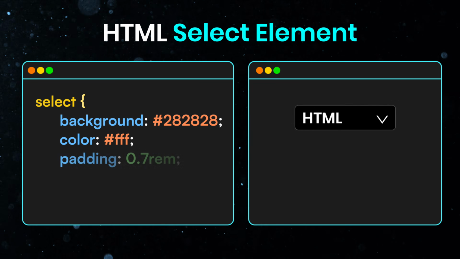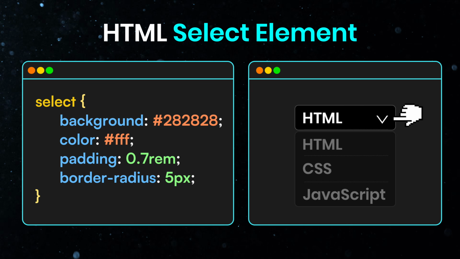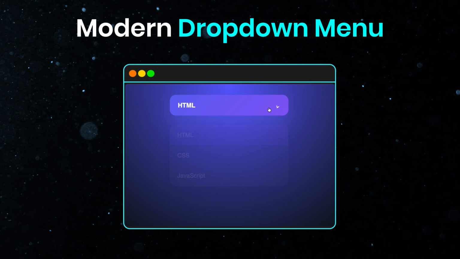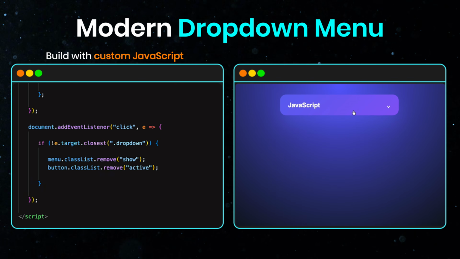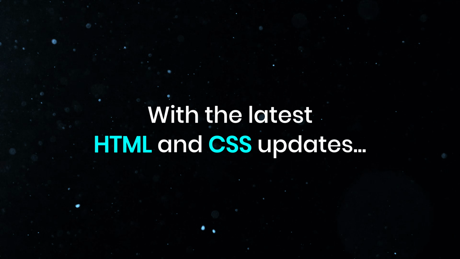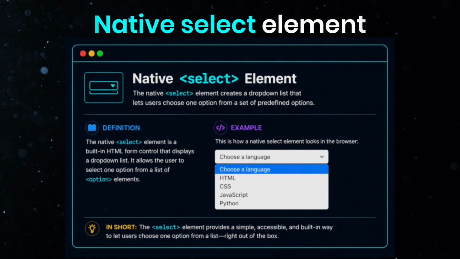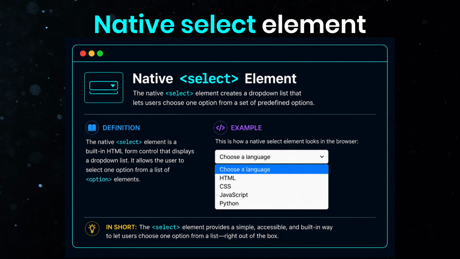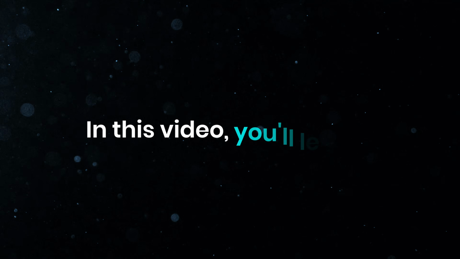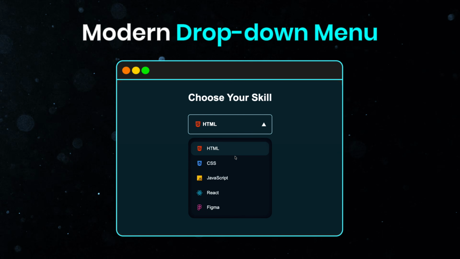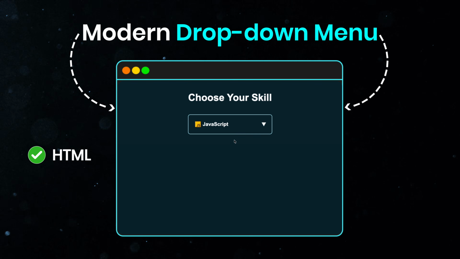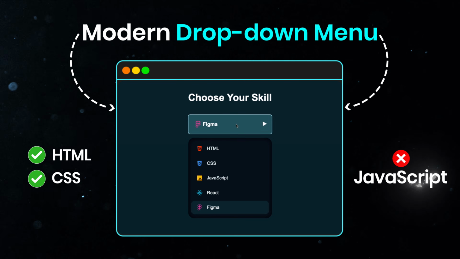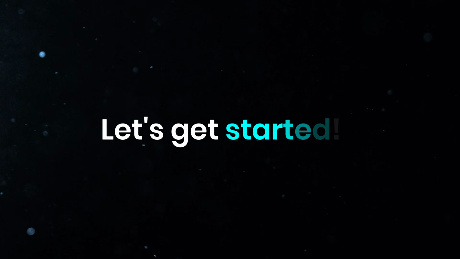Styling the HTML select element used to be frustrating. If you wanted a modern-looking dropdown, you usually had to build a custom one with JavaScript. Not anymore. With the latest HTML and CSS updates, the native select element is more powerful and customizable than ever. In this video, you'll learn how to build a beautiful, fully customizable select dropdown with modern HTML and CSS. No JavaScript required. Let's get started.